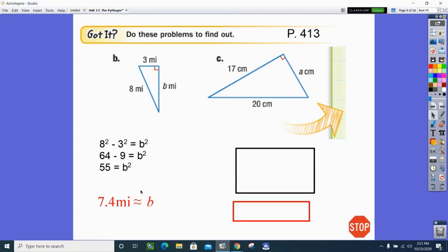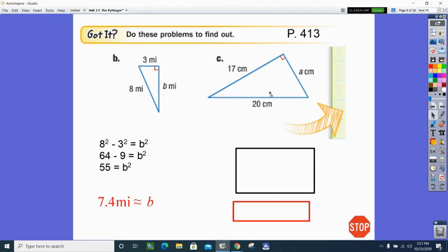Okay, final try, guys. Can you do this last one? And don't forget to show the substitution, the squaring, the subtraction or adding, depending on what you're given, and then the square root with your units. These are the 4 kind of lines of work you should be showing.